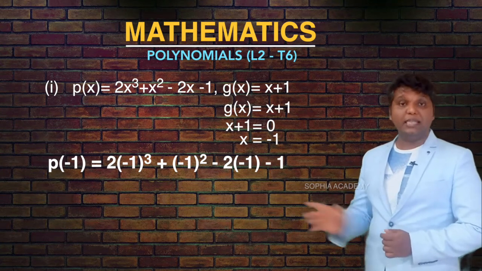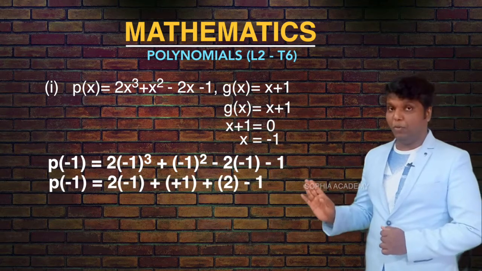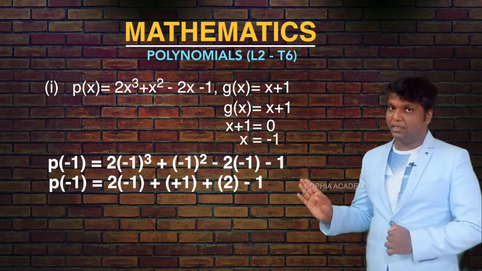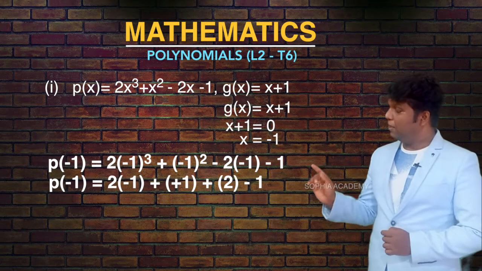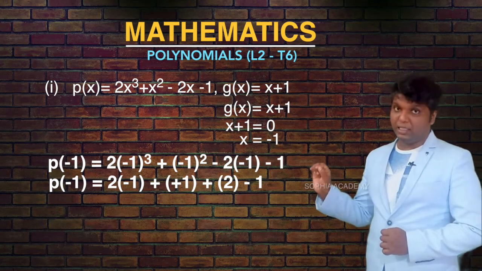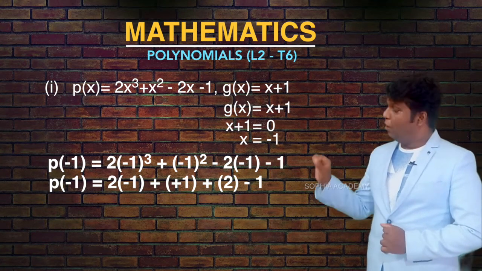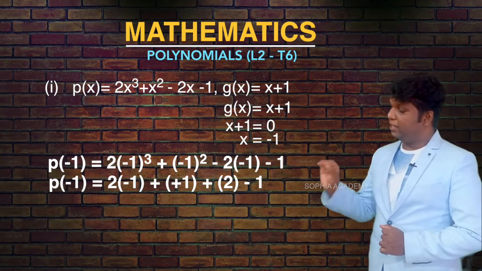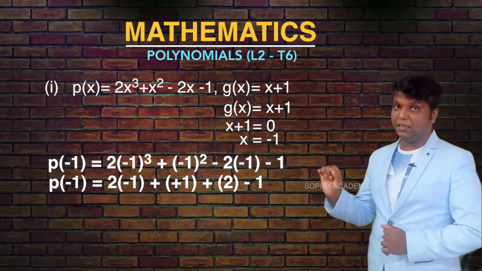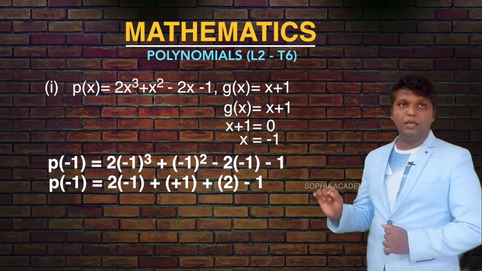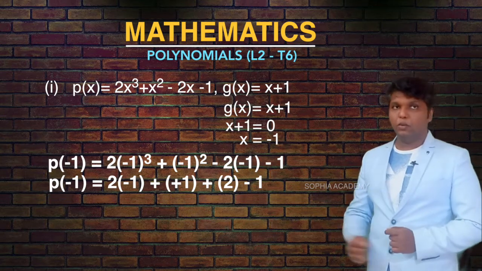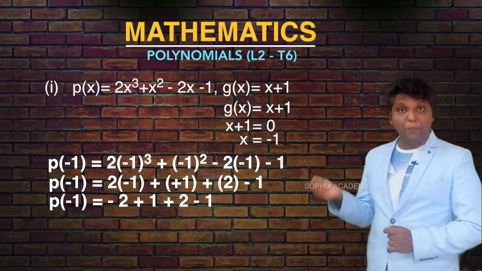That's equal to 2 into minus 1 cube. What is minus 1 cube? It is minus 1 itself. So 2 into minus 1, plus minus 1 square, which is plus 1 itself. Again plus 1, minus 2 into minus 1. Minus into minus is plus, so plus 2, and the last term minus 1. So we'll get minus 2 plus 1 plus 2 minus 1.